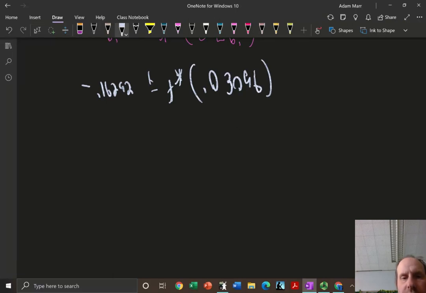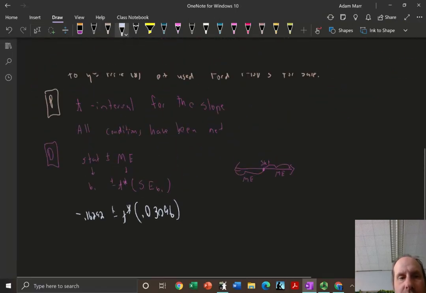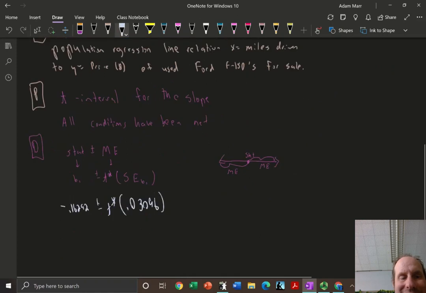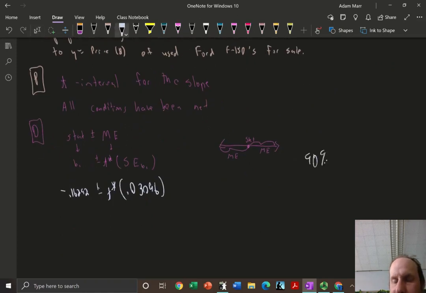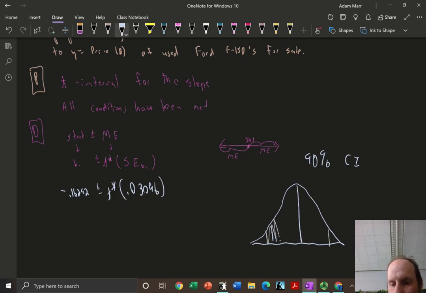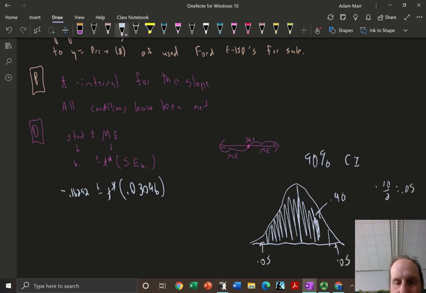Okay, awesome. So all I need to do is get t star. Remember, we are doing a 90% confidence interval. So if it is a 90% confidence interval, to get t star, remember, this right here represents 90%. So remaining, what I have is the 10% divided by 2. So 0.05 right here, 0.05 right here.